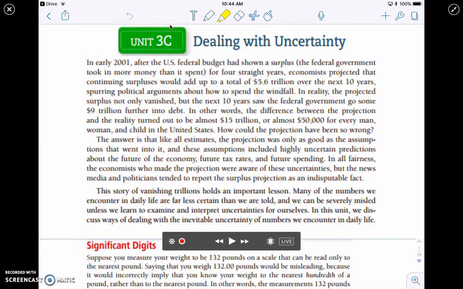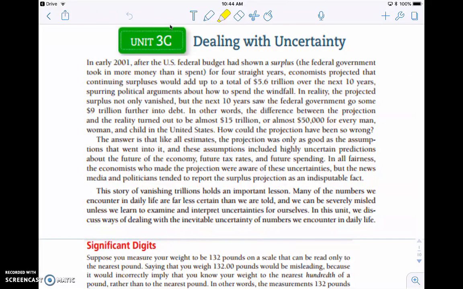Okay, in this video we're going to be discussing Unit 3C, dealing with uncertainty, and just a little intro here of where we get uncertainty in numbers, and this happens all the time. Here's an example. In early 2001, the U.S. federal budget showed a surplus, meaning that the government was going to take in more money than it spent.